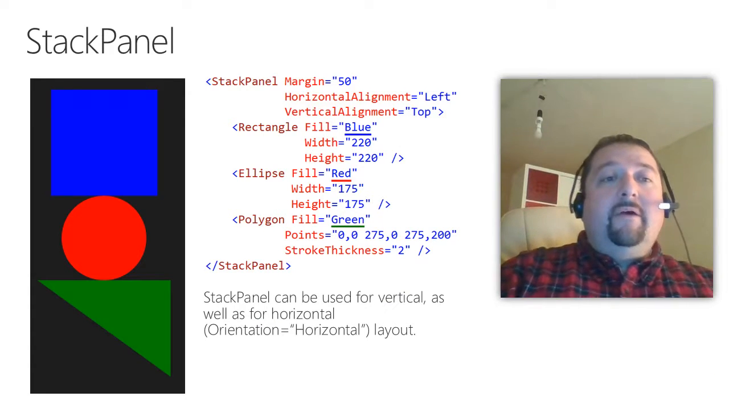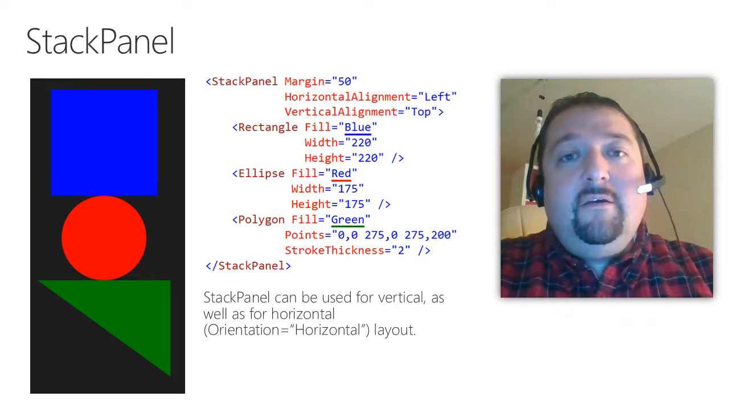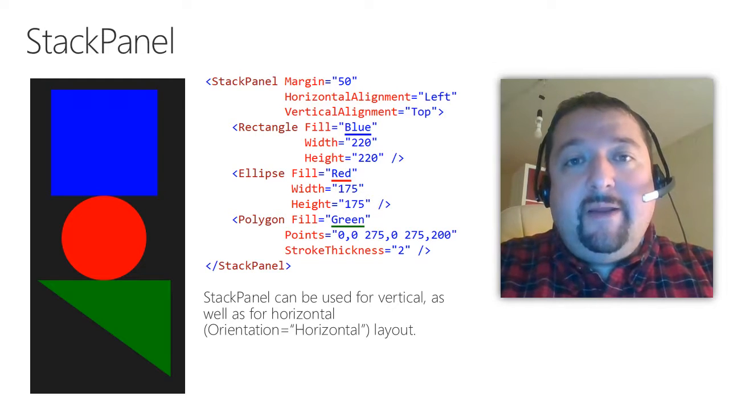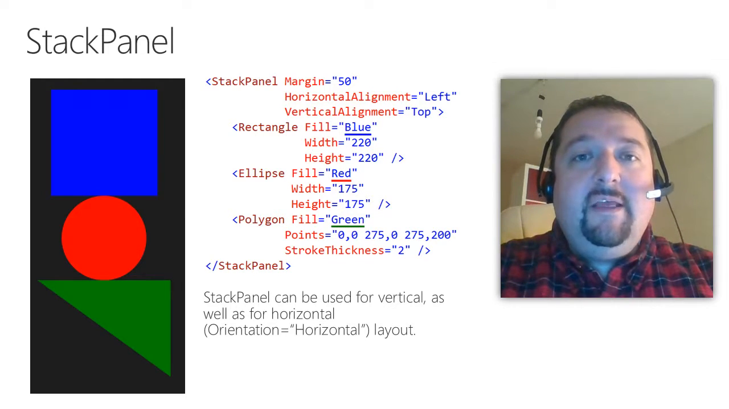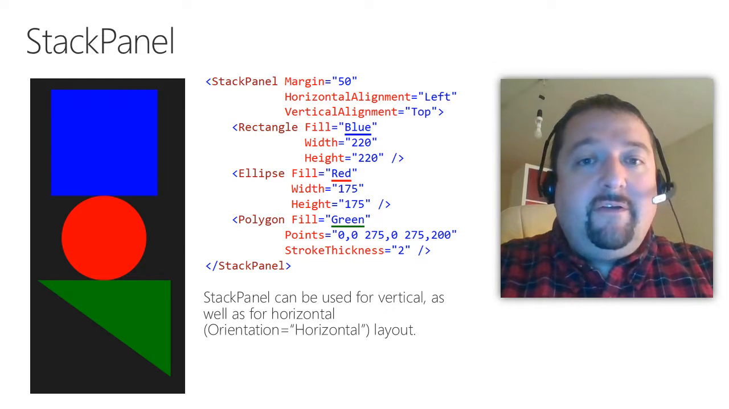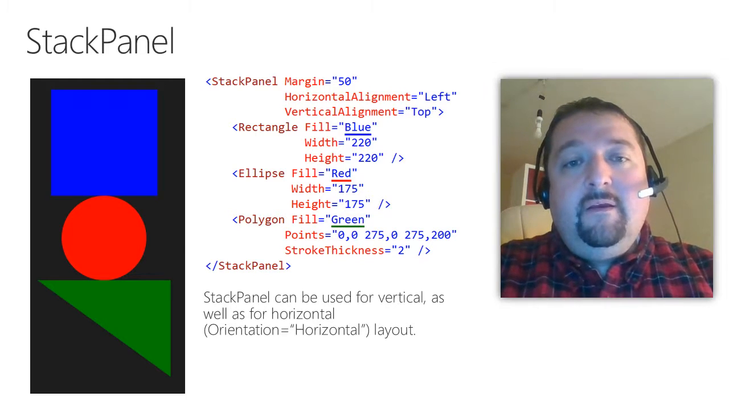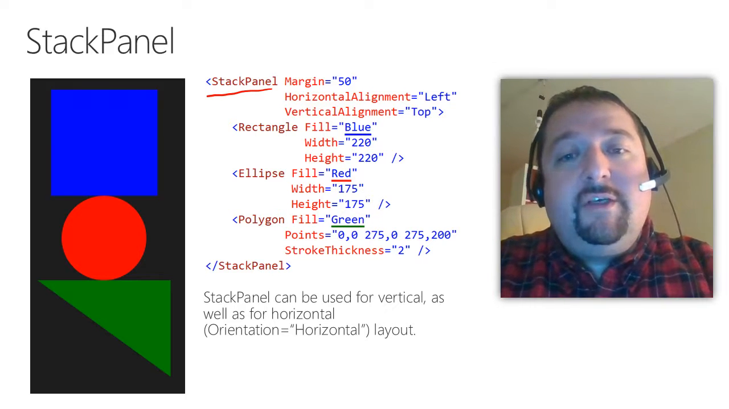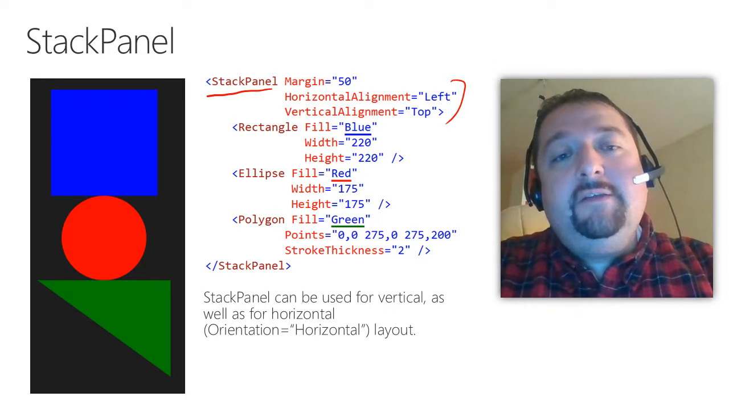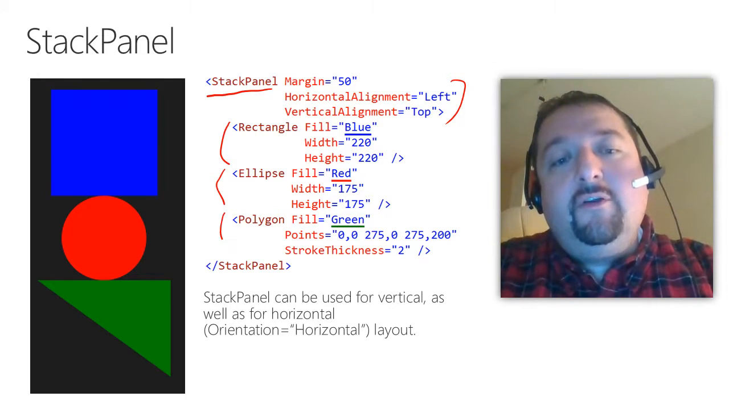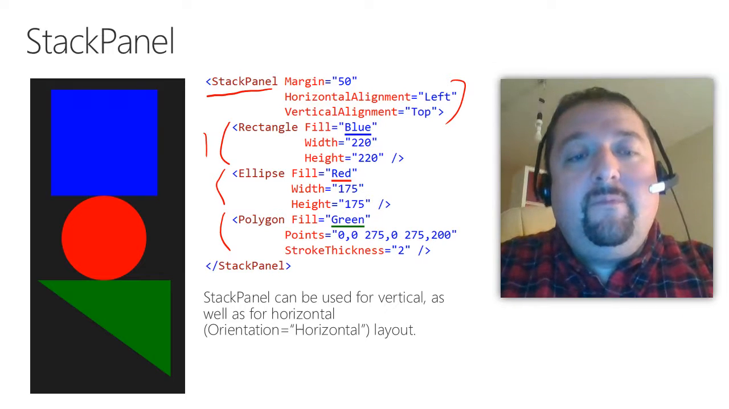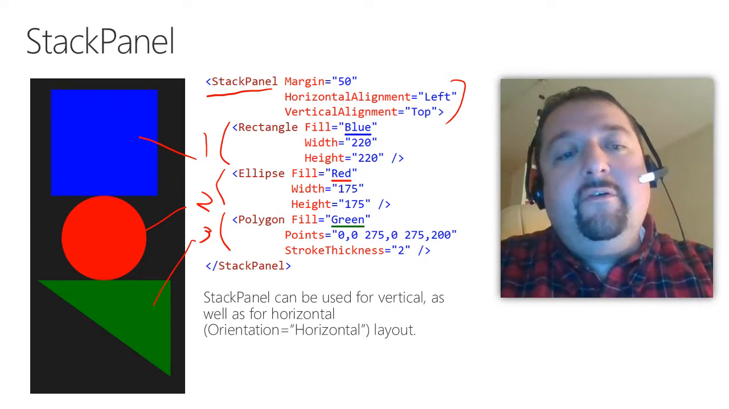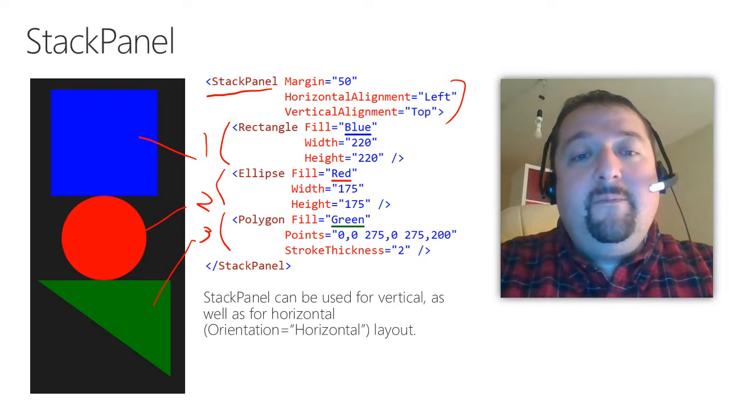Now let's start talking about containers. Containers are something which allows us to group elements together. And the simplest container is the so-called StackPanel. StackPanel is basically a way to put elements on top of each other or side by side. So it looks pretty simple. We specify the StackPanel. We can also adjust some of its properties. And then inside of StackPanel, we put different objects. In this case, we put a rectangle, ellipse, and then polygon. And you see they appear in the same order in the StackPanel, one above the other.